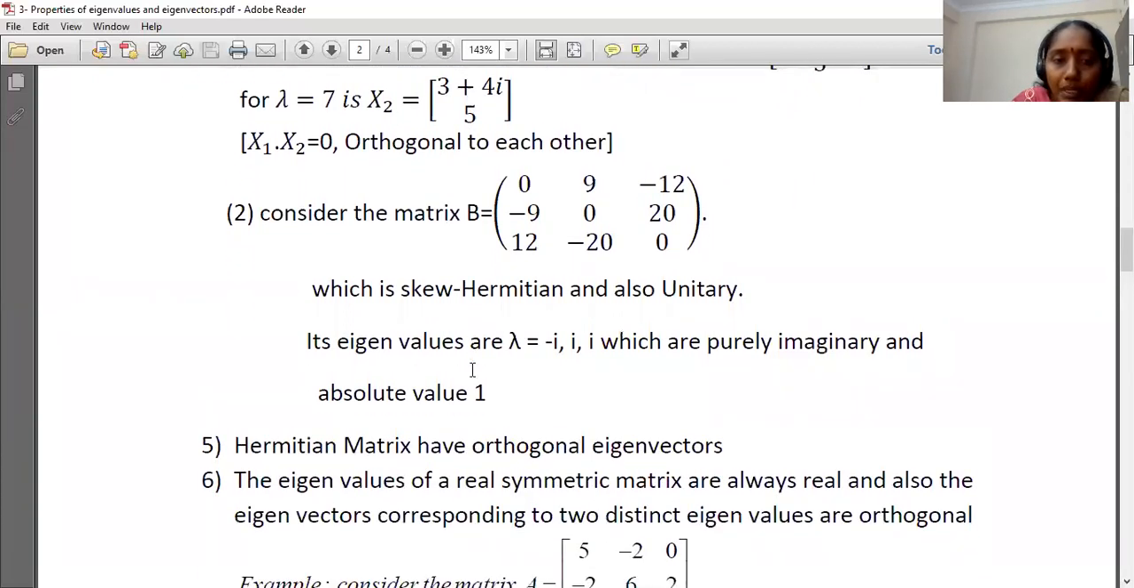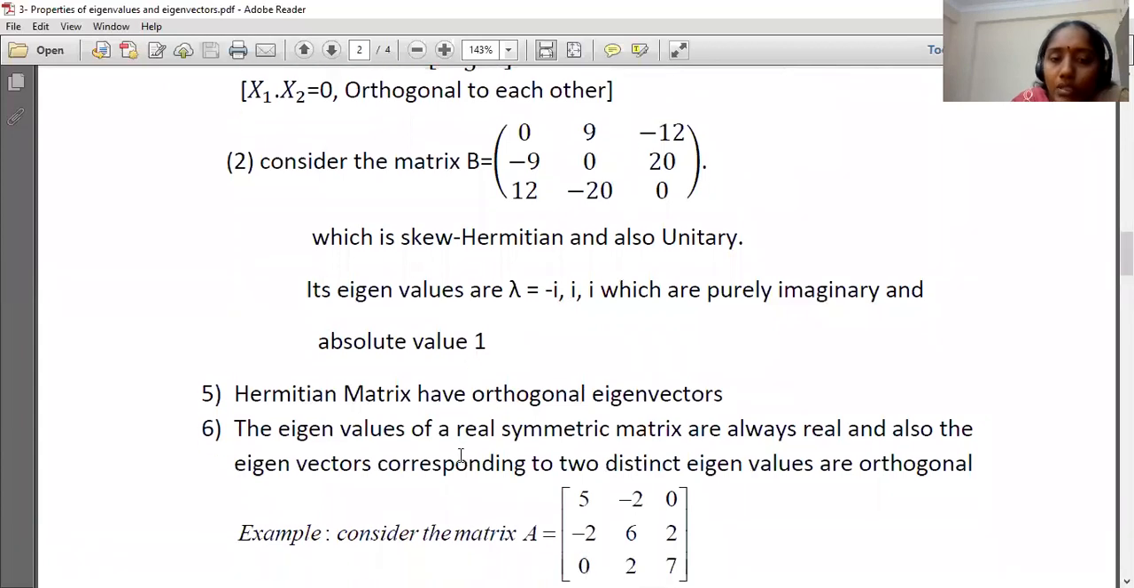going to the other property. The eigenvalues of a real symmetric matrix are always real, and also eigenvectors corresponding to two distinct eigenvalues are orthogonal. The eigenvalues of a symmetric matrix are always real. If A is a symmetric matrix, then the eigenvalues of that symmetric matrix are real, and the eigenvectors corresponding to two distinct eigenvalues are orthogonal.